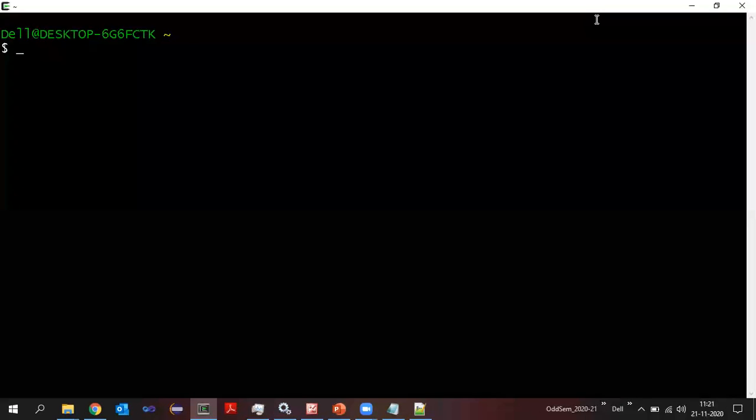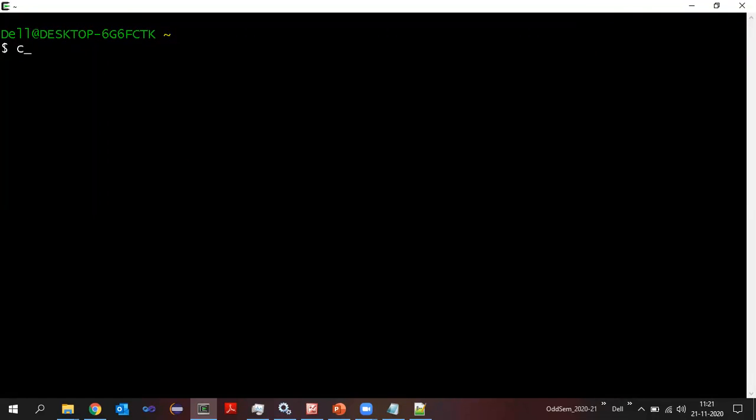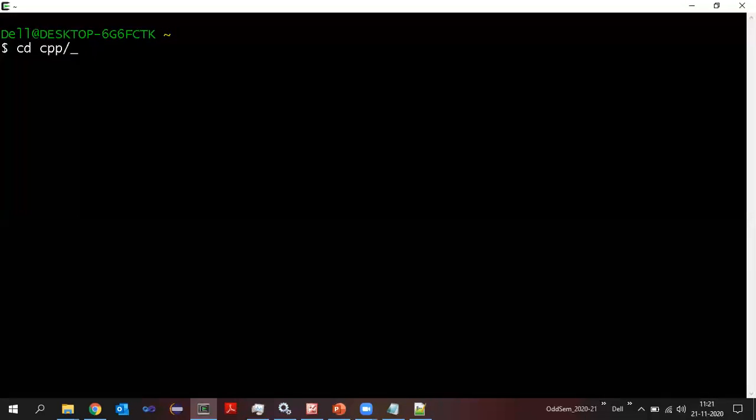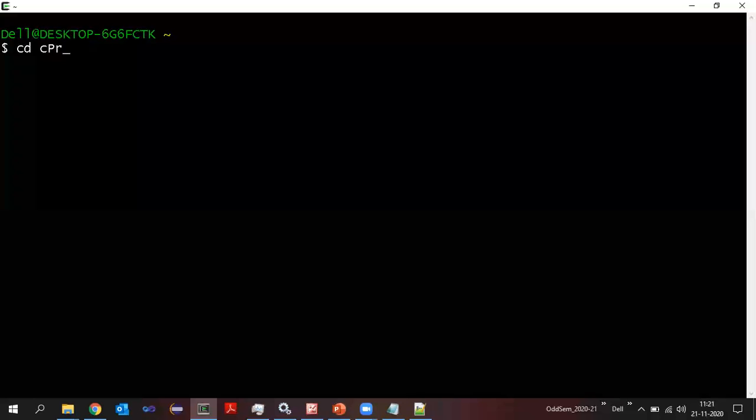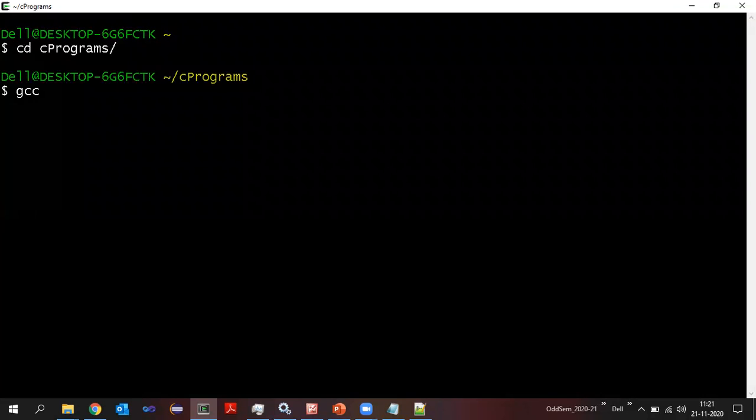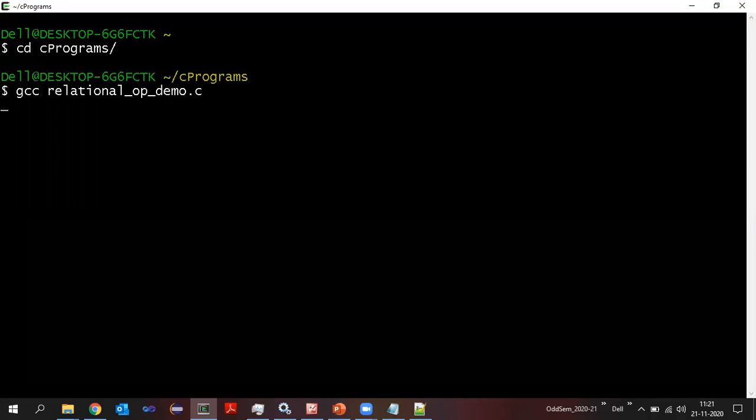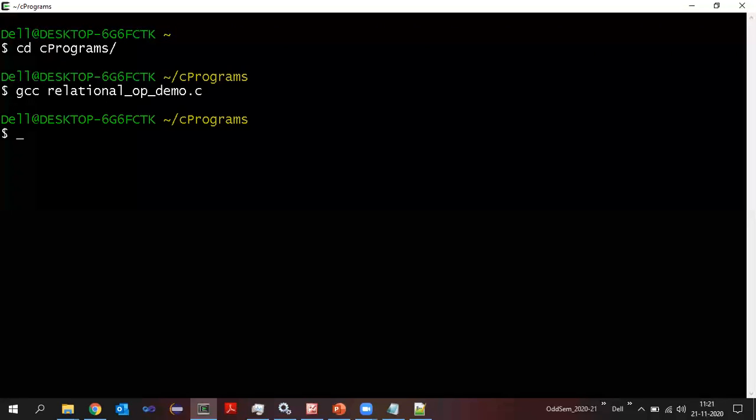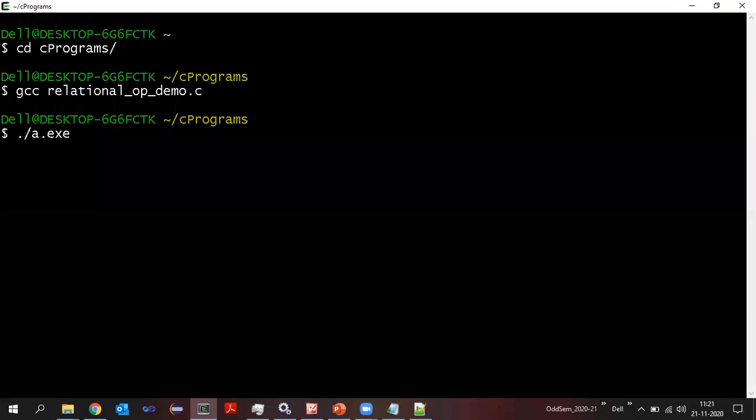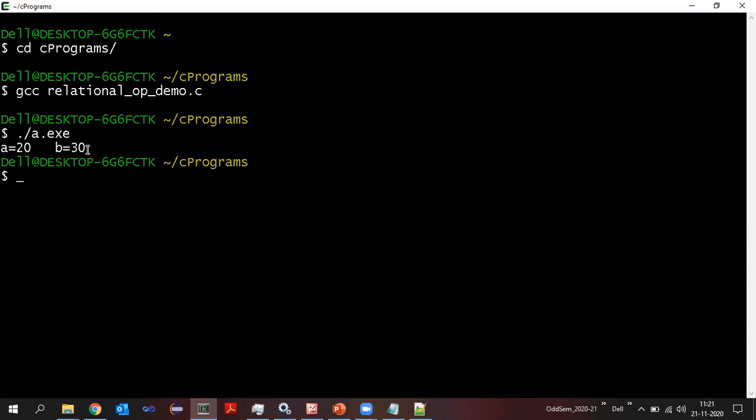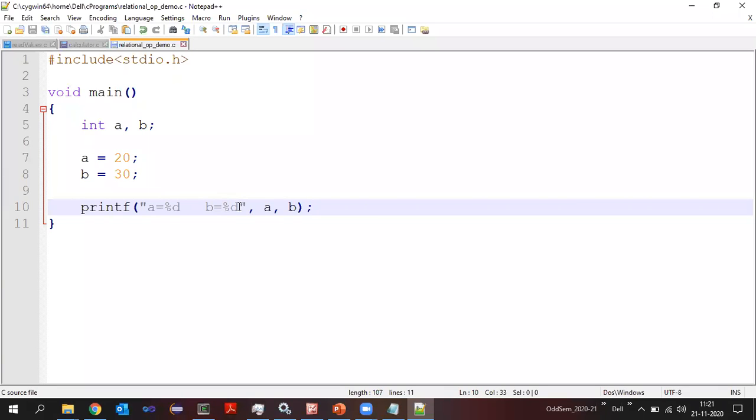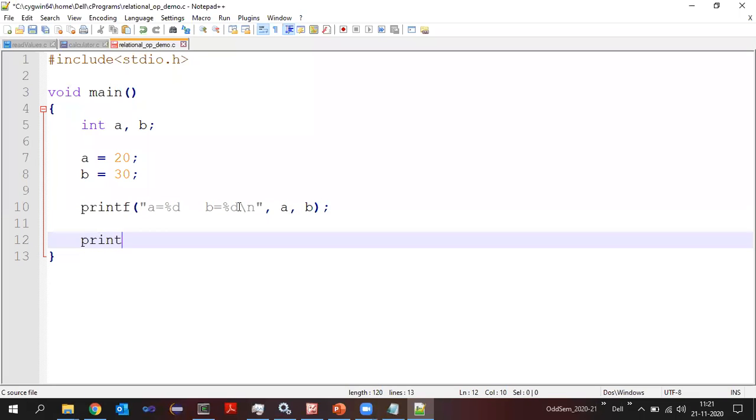I have simply written one program where I print two numbers. In the terminal, gcc, space, program name relational_operators_demo.c. Compile. If there are any errors, it will display. Since there are no errors, it has not displayed any messages. Execute. It is simply printing a equal to 20, b equal to 30. Let us add a slash n also at the end. Now, the next statement is printf.